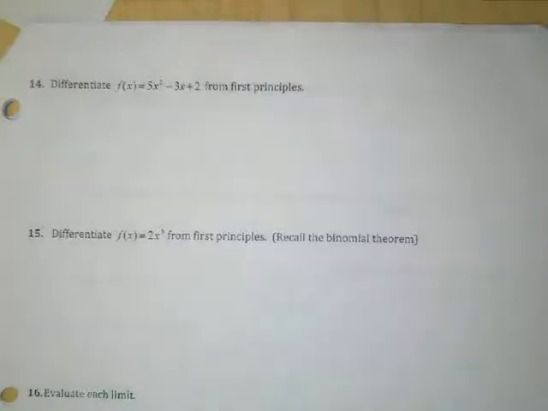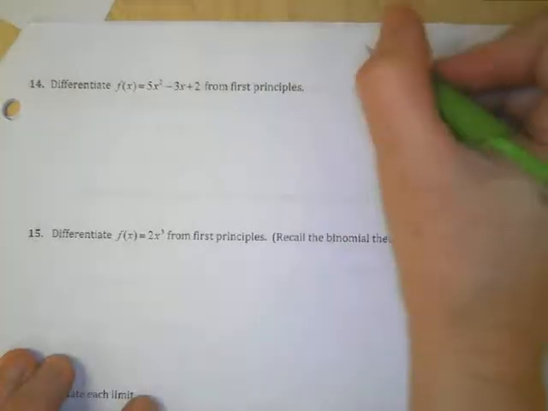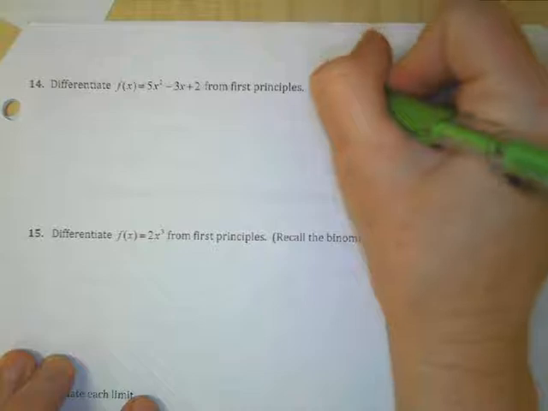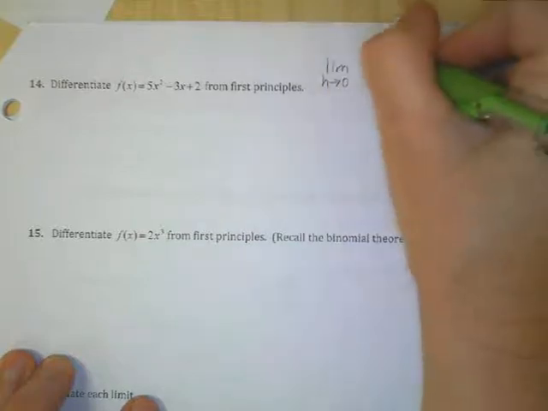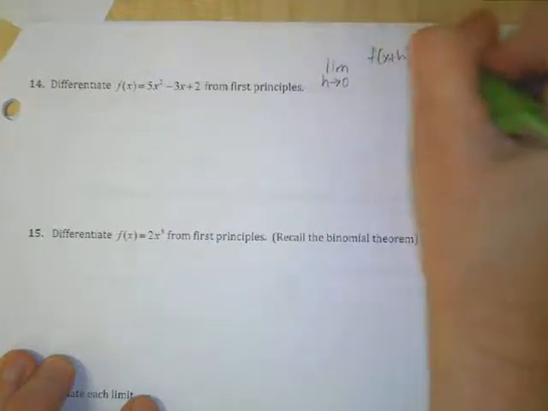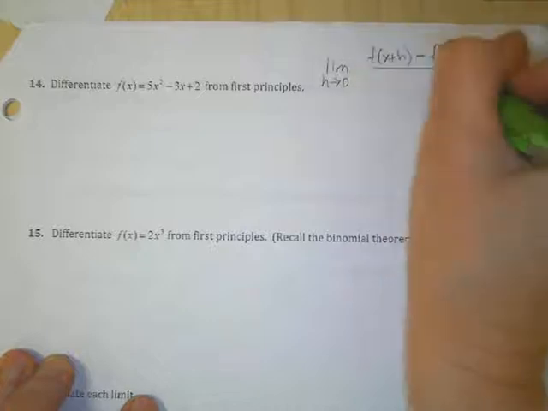All right, here's page 5. Okay, again, we are differentiating from first principles. So our first principles formula is you take the limit as h approaches 0 of f of x plus h minus f of x, all divided by h.